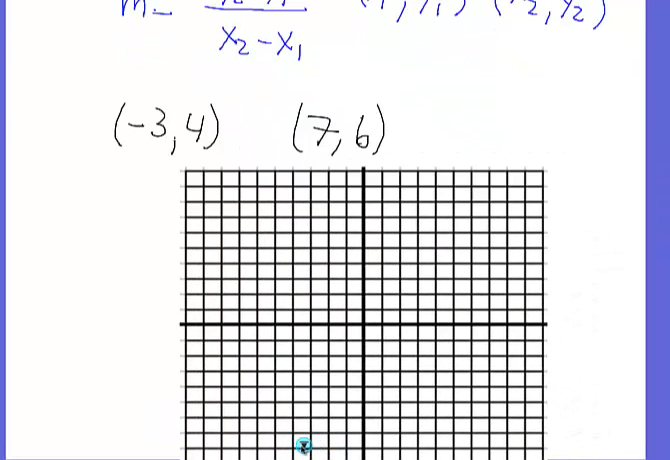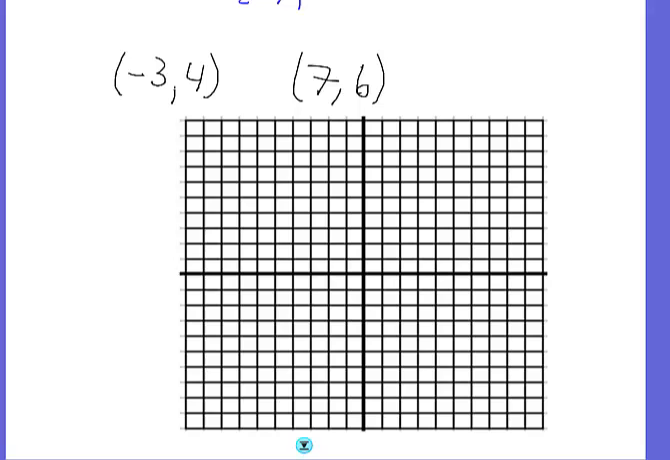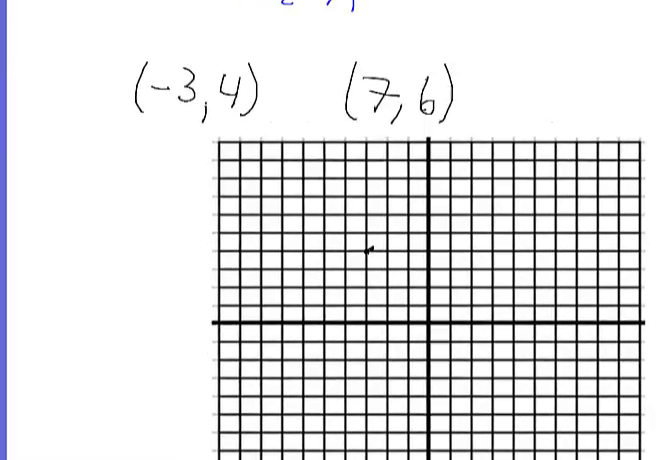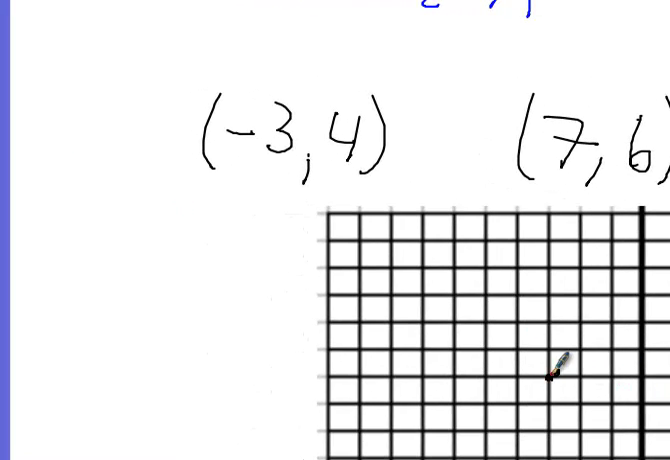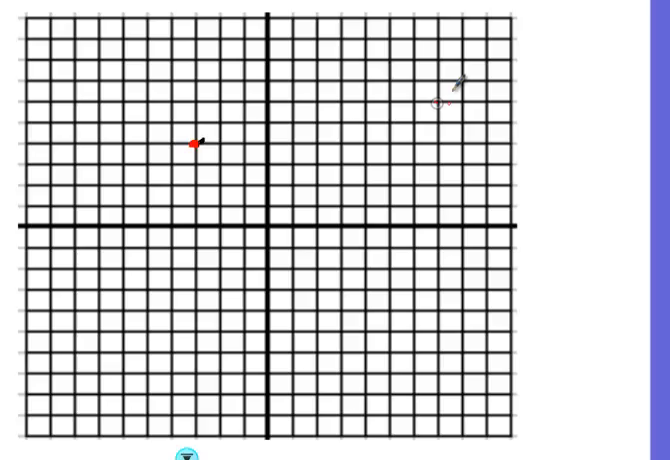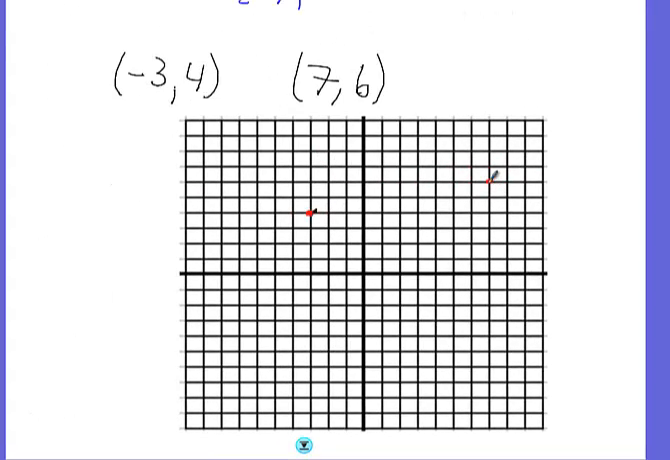So let's just scroll down. All right. Let's see. So -3, 4. I'm going to go to -3, 1, 2, 3. Go up to 4. 1, 2, 3, 4. And that's, oops, I want that to be red. All right, and that point is right there. So that's -3, comma, 4. Next point, we're going to go to 7. 1, 2, 3, 4, 5, 6, 7. 1, 2, 3, 4, 5, 6. And we're going to go up to 7, comma, 6.